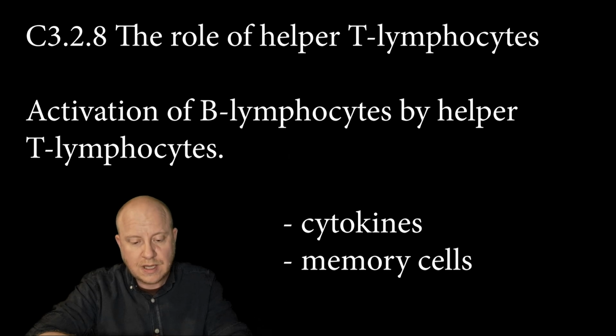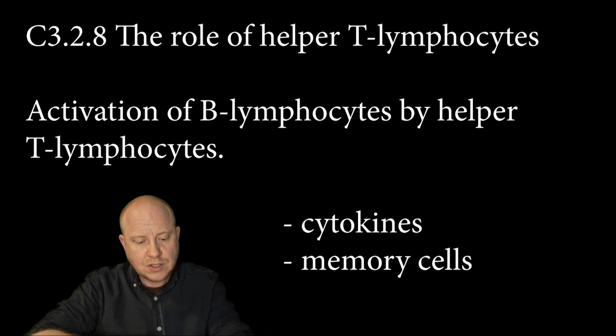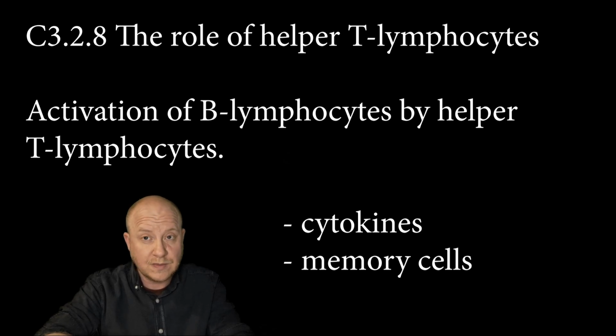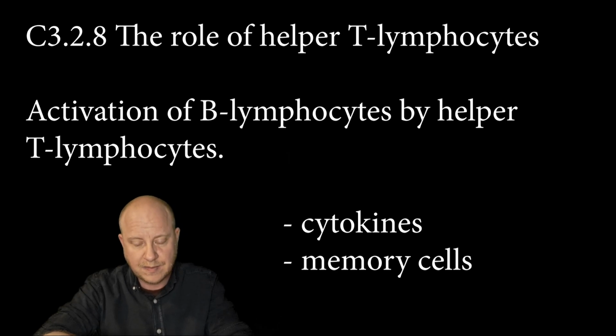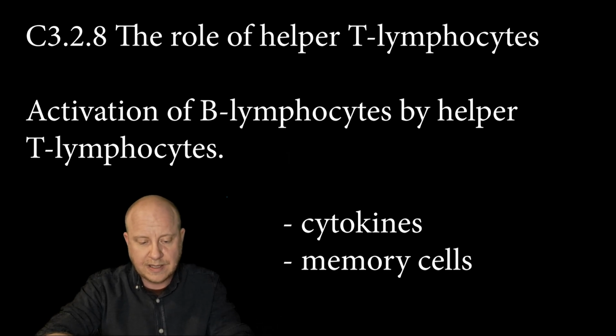C3.2.8, the role of helper T lymphocytes. Students should understand that there are antigen-specific B cells and helper T cells. B cells produce antibodies and become memory cells only when they have been activated. Activation requires both interaction with the specific antigen and contact with a helper T cell that has also become activated by the same type of antigen.